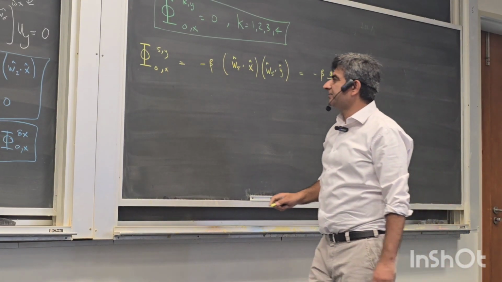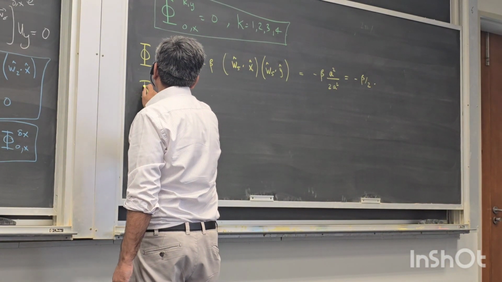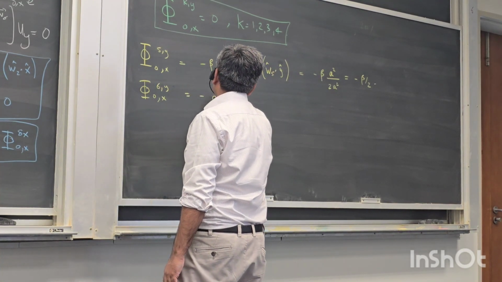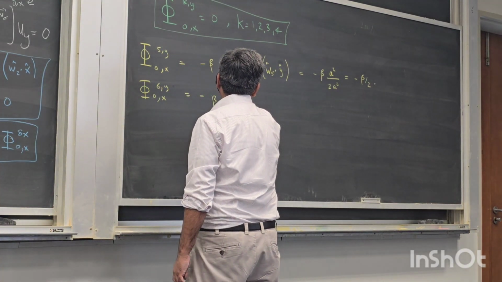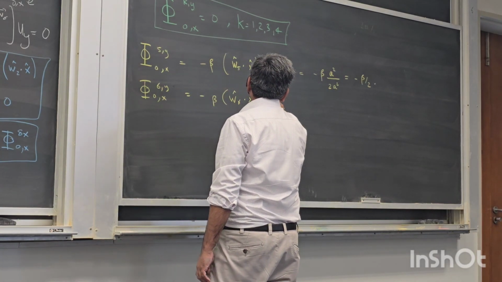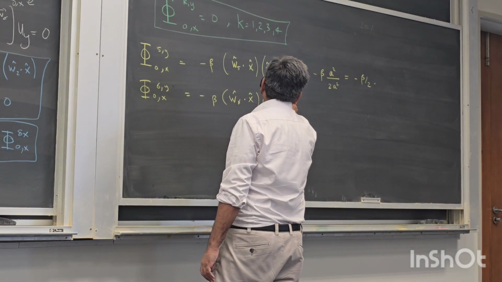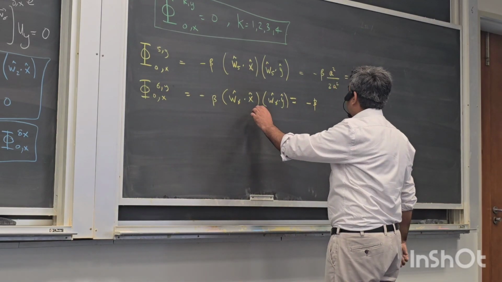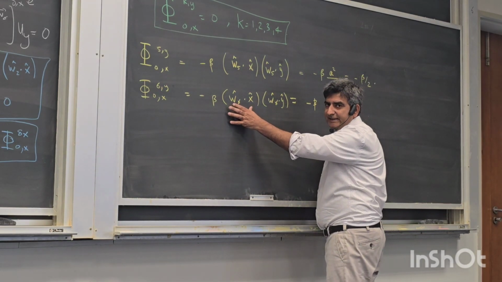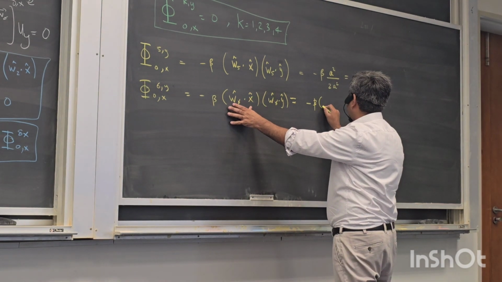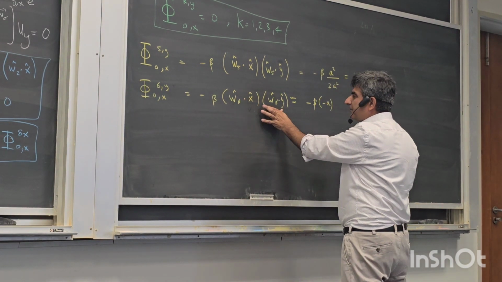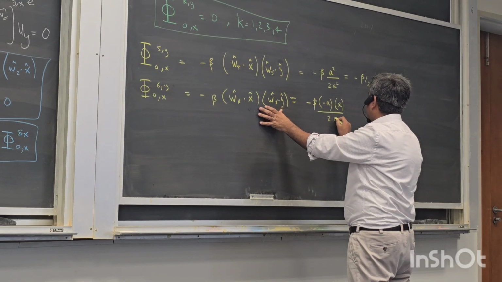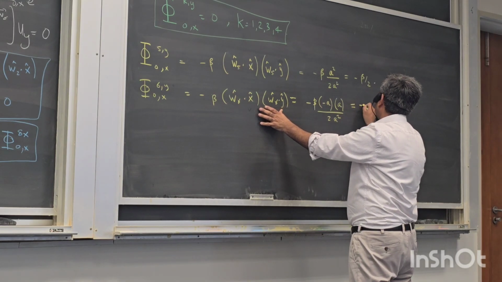Right, so let's check phi 0x 6y. This is minus beta, w6 x, w6 y. This gives me minus beta. Now notice that w6x is minus a. This term is plus a. And I need to divide by 2a square. This will give me plus beta over 2.